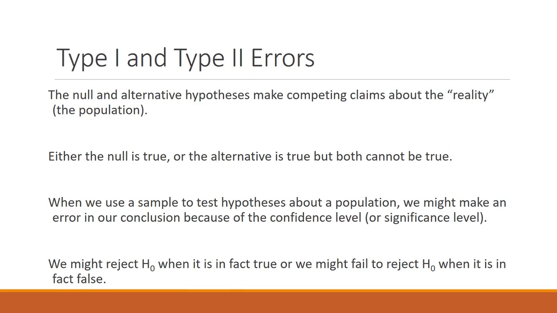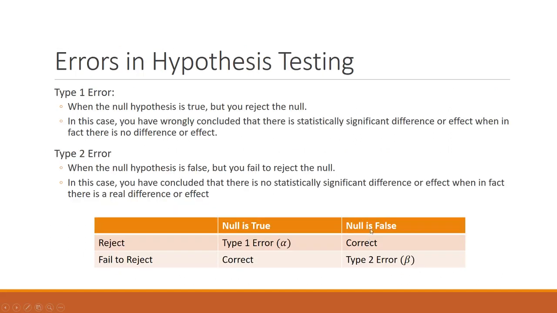All right, let's keep going. The null and alternative hypothesis make competing claims about reality. Either the null is true or the alternative is true, but not both. So when we use a sample to test hypotheses about a population, we might make an error in our conclusion. Let's take a look at what that looks like. There's two types of error: type 1 error and type 2 error.